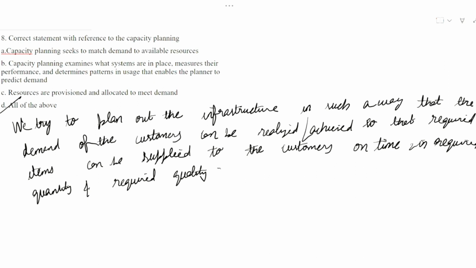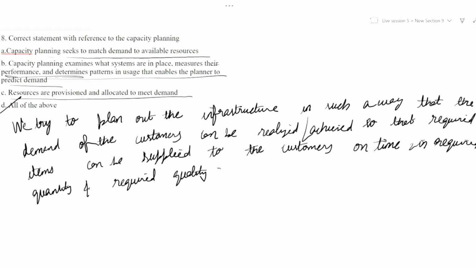So the capacity planning, it is a suitable system, whether it is using the batch production approach or mass production approach. Now the suitable production system has to be designed so whatever output it is giving, that should be capable to meet the demand of the customers in required quality, quantity, characteristics, and also cost. This is about the capacity planning. So resources and provision and allocate to meet demand.